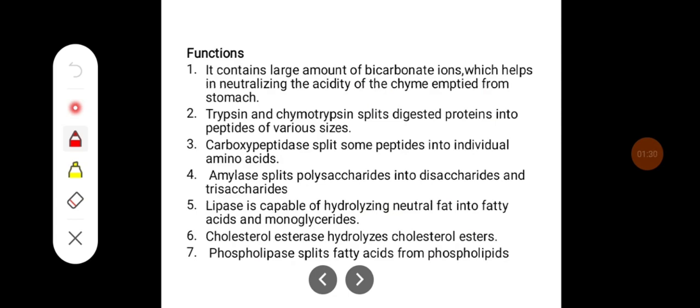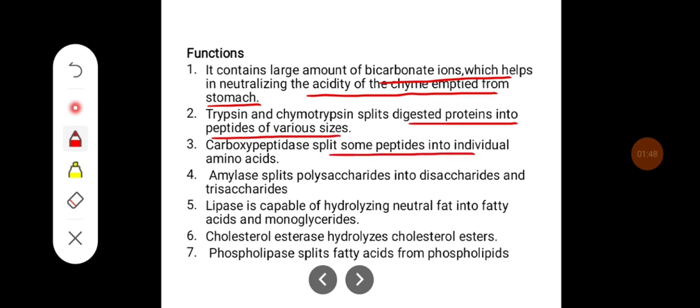See the function of pancreatic juice. It contains a large amount of bicarbonate ions, which helps in neutralizing the acidity of chyme emptied from the stomach. Trypsin and chymotrypsin split digested proteins into peptides of various sizes. Carboxypeptidase splits some peptides into individual amino acids.